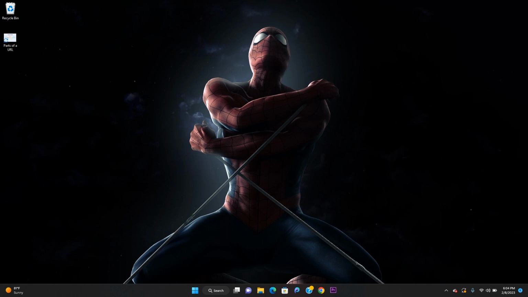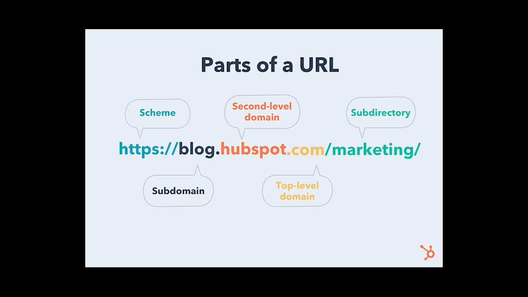To understand this subdomain, let's look at the components of the URL. Let's take an example of this. In this example, there is a URL https://blog.hotspot.com/marketing. In this, the marketing is a path or subdirectory. Just leave it. And the .com is a top level domain.